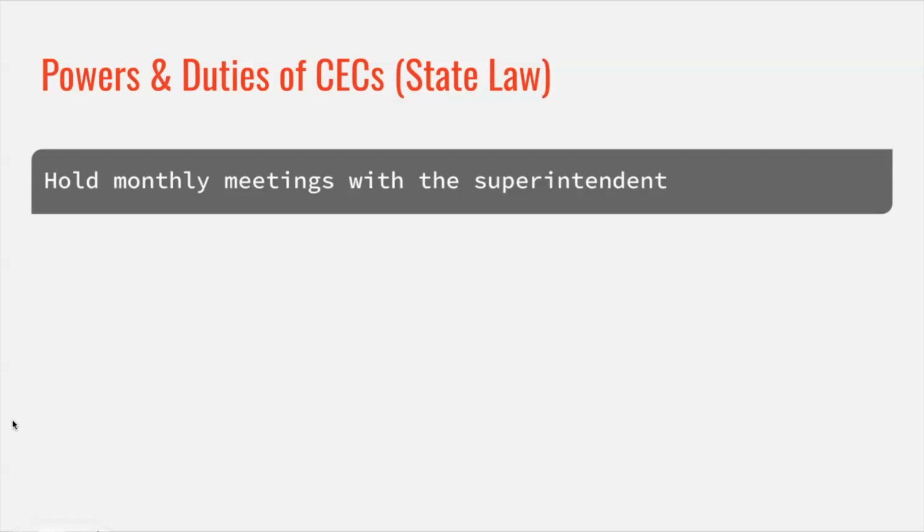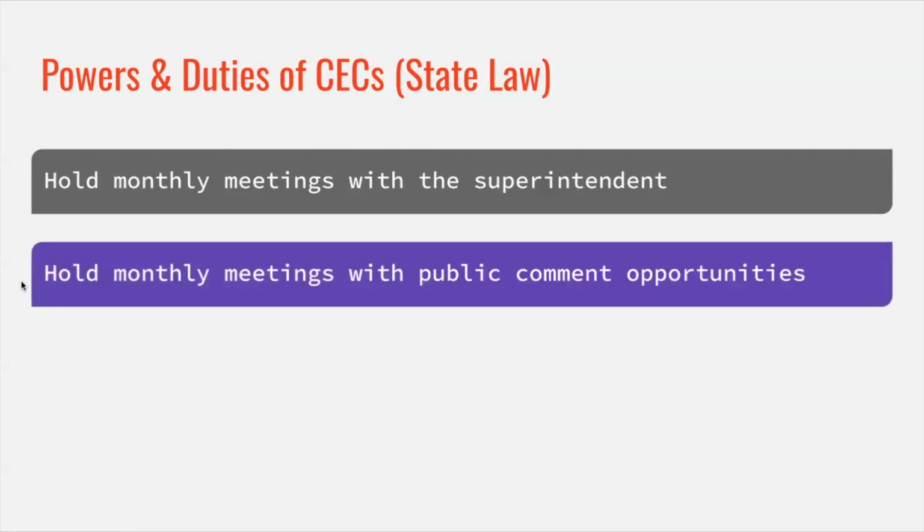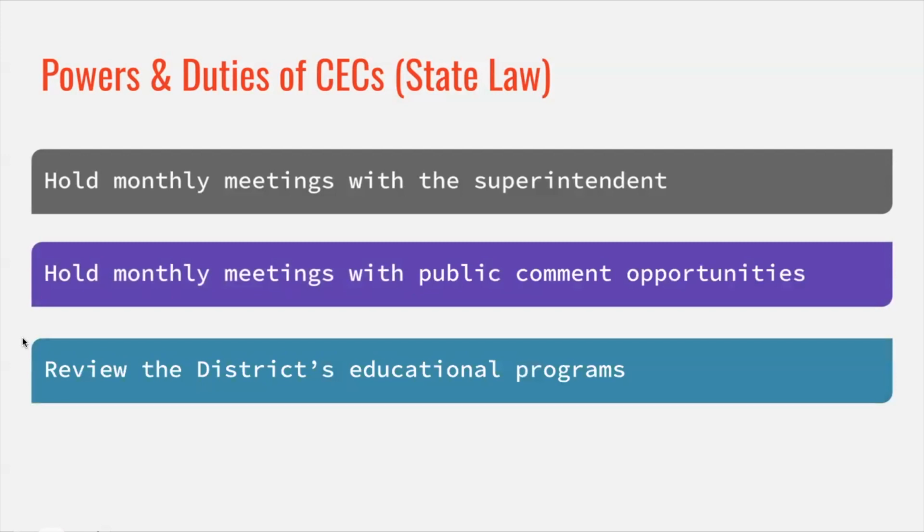Continuing on, CECs are supposed to hold monthly meetings with a superintendent. So if your superintendent is not participating in meetings with the council, you should probably show this section of the law to your superintendent. You're supposed to hold monthly meetings with public comment opportunities. This is your calendar meetings where the public has an opportunity to comment on any pertinent issues that they like to speak on. CECs are also supposed to review the district's educational programs.